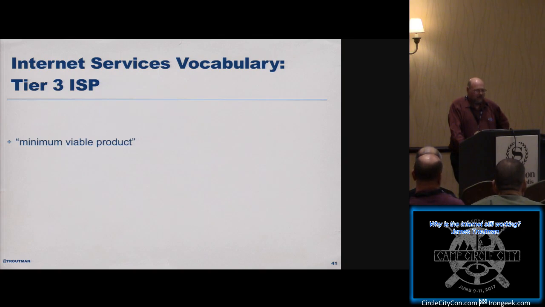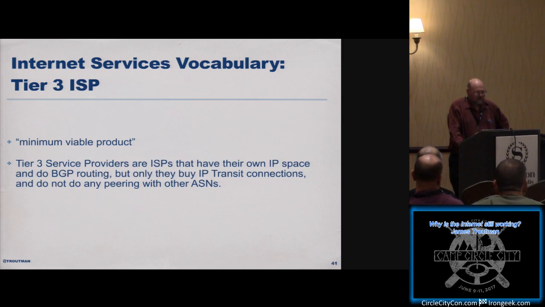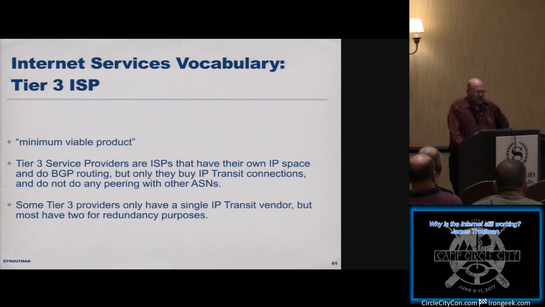Tier 3 ISPs tend to be more rural and local. This would be the minimum viable product sort of ISP. They get 2 internet connections, usually from 2 different vendors, hopefully, although I've often seen a small rural telephone company buy 2 connections from AT&T, and they say, yeah, we're good. We have 2 connections, and we're good to go.